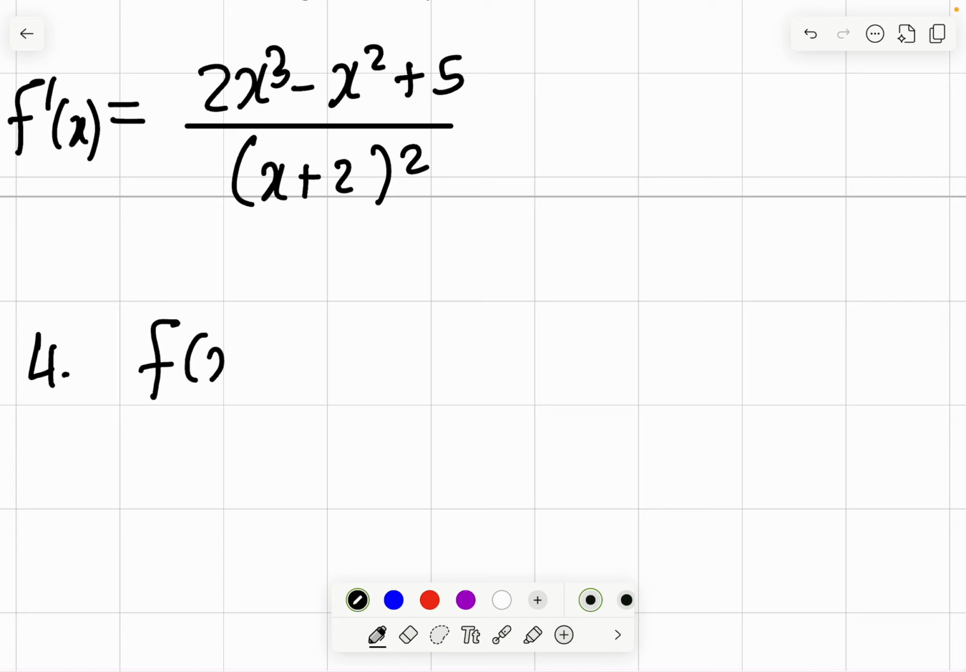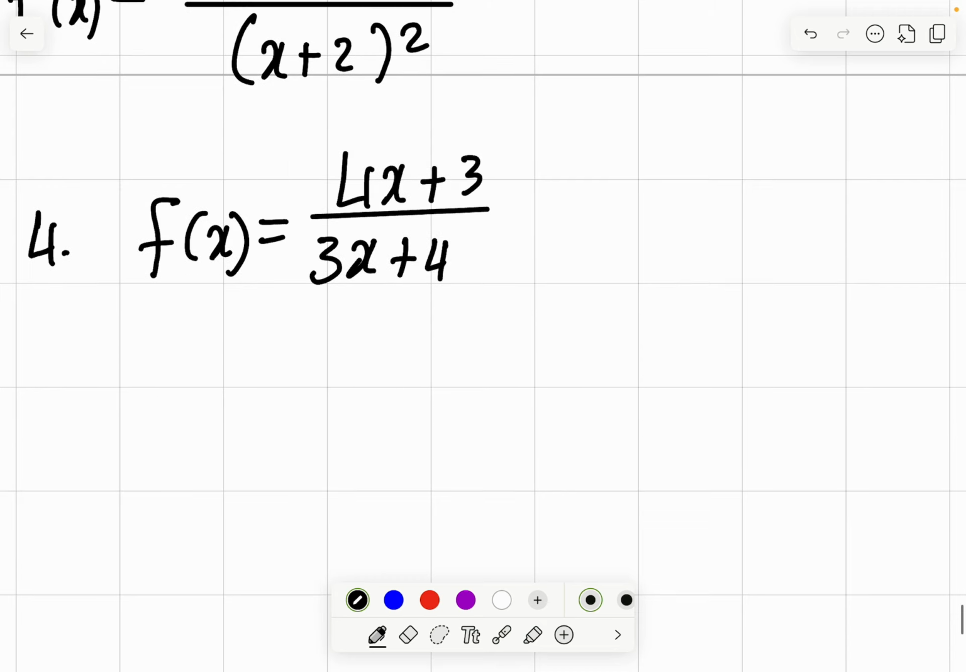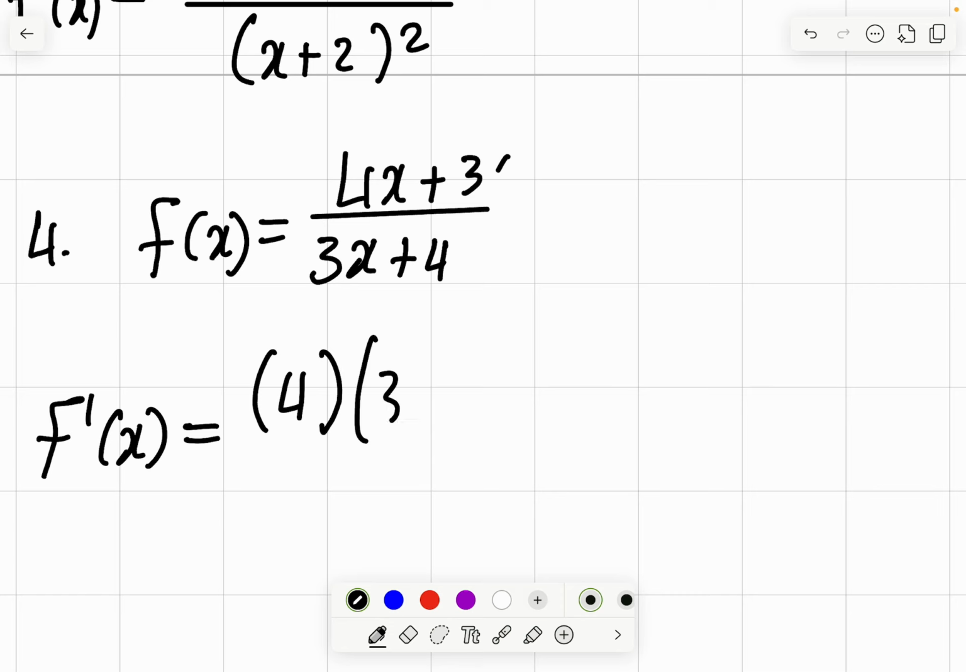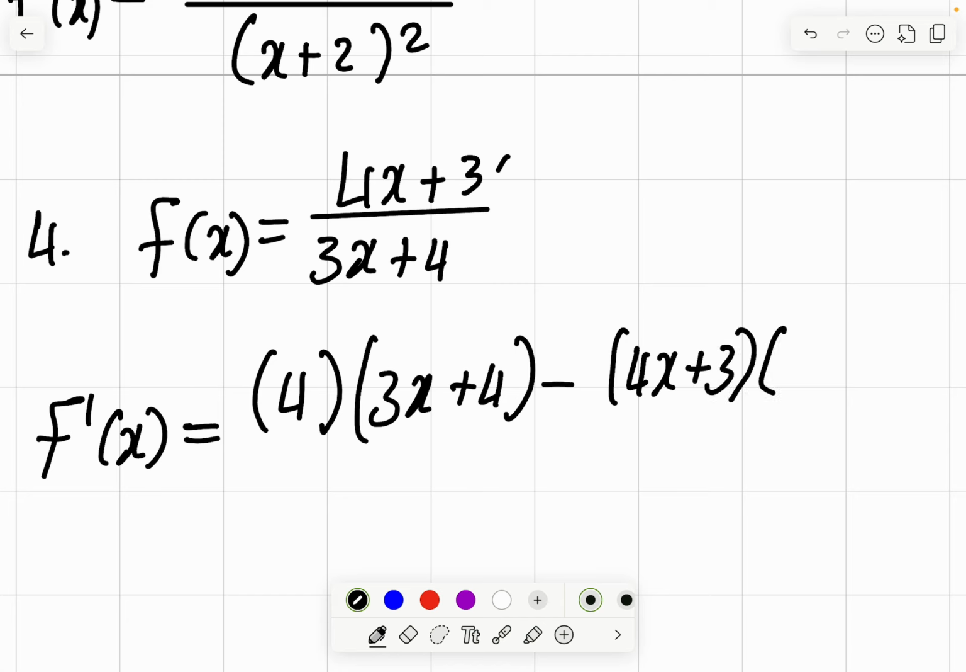It says f of x equals 4x plus 3. You can pause the video and then try it by yourself. So here we're going to find f prime of x. You know the procedure. You derive the first one, which is the derivative of 4x plus 3. The derivative of 4x is 4. The derivative of 3 is 0, which is going to be 4. I keep the second one, which is the one in the denominator.